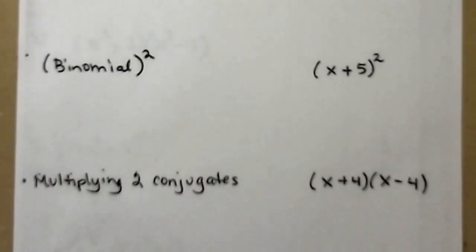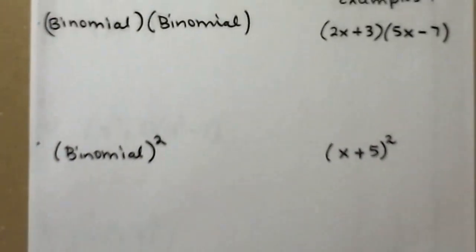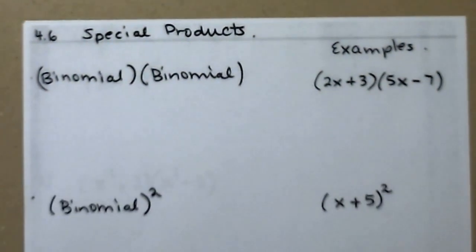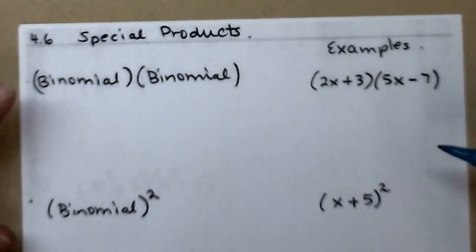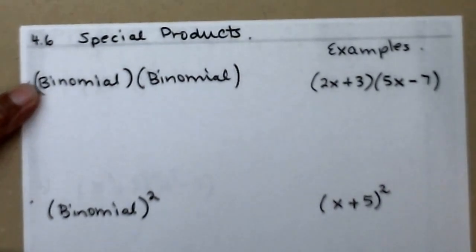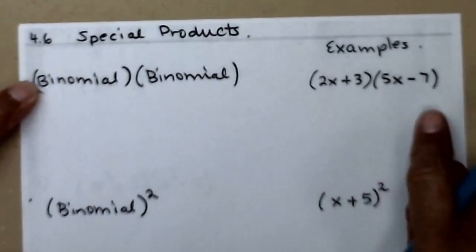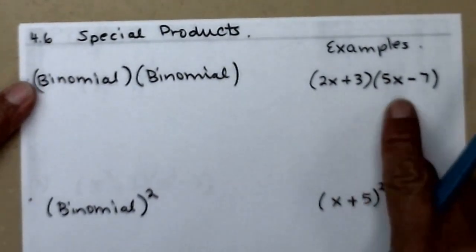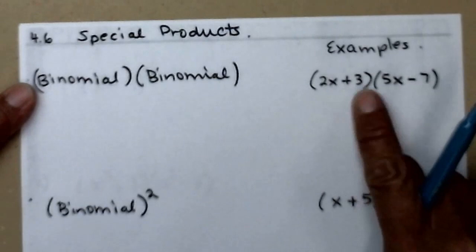So there are certain products, and by products I mean multiplication answers, that come up so often it is really important that we can do them quickly and see the pattern. Okay, so the first one is not quite as important, but it's one you might already know. When you're multiplying a binomial times a binomial, here's what it looks like. Okay, 2x plus 3 times 5x minus 7, two terms, two terms.